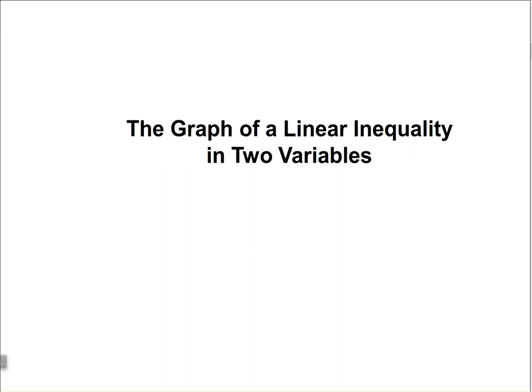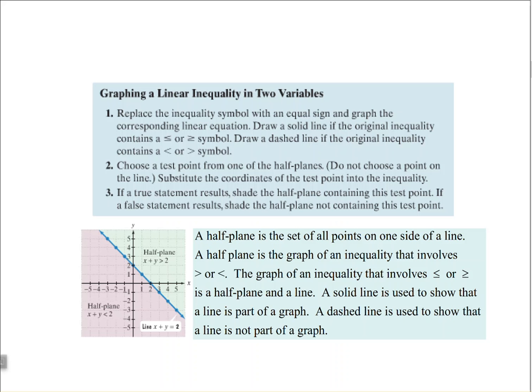So, the first thing we want to do is find our points for our line the same way as we find the points for any line. Maybe get it in slope-intercept form, y equals mx plus b. Plot your y-intercept, use your slope to draw the line. So that part does not change. What does change is if you use a solid line or a dashed line.